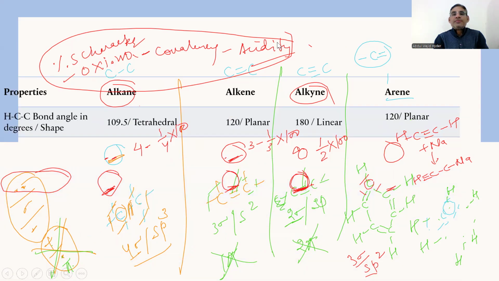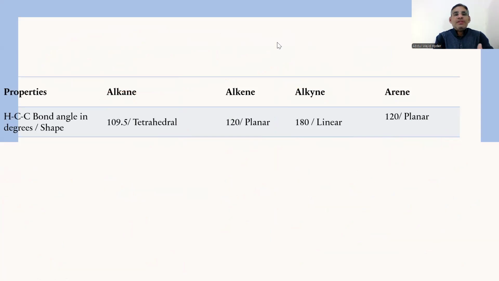Now see, the next property related to this alkane, alkene, alkyne, and arene is CC, or you can say HCC bond angle. HCC bond angle. What will be the bond angle and what will be shape?